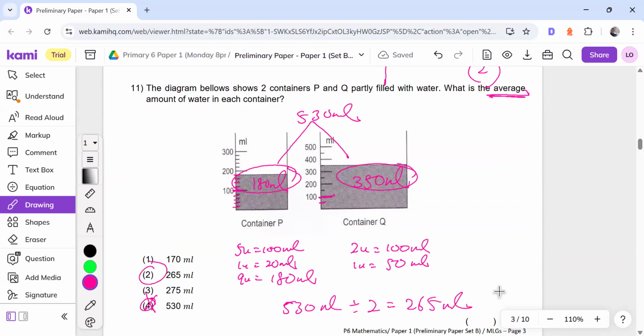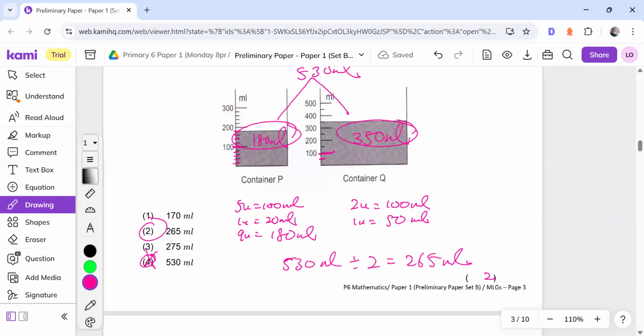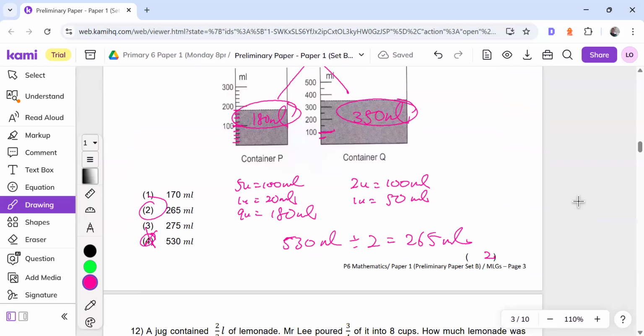So did anyone put number 4? Aubrey? No? Okay, nobody put number 4, because if you read too fast, or you do too fast, then you will make this mistake.